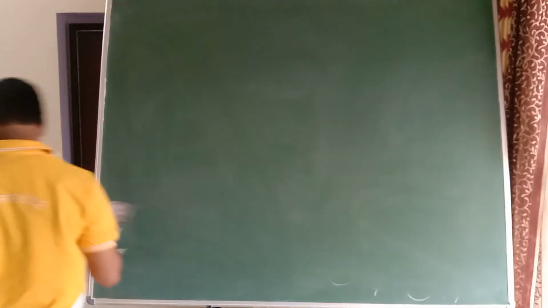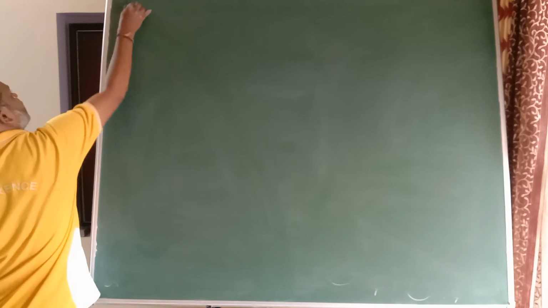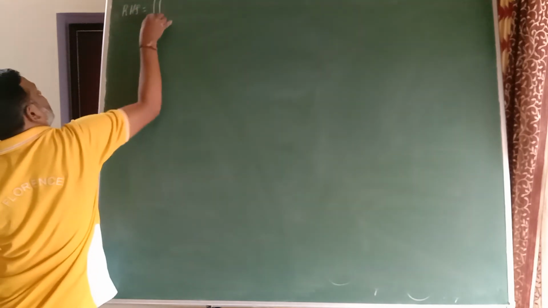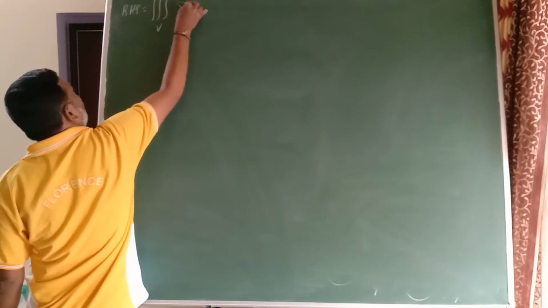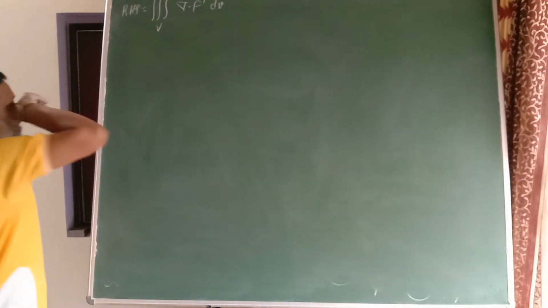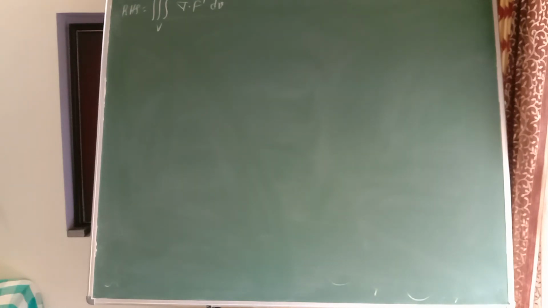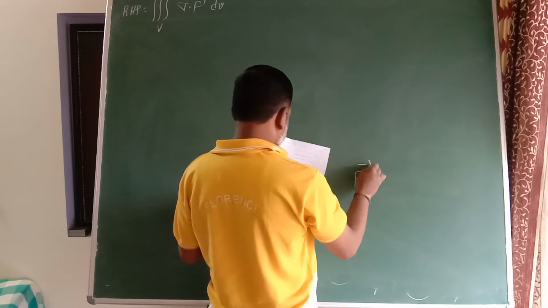Okay, dear friends, now let us understand RHS. What is RHS here? That is equal to the triple integral over V of del dot F into dV. Now let us find out del dot F. As you know, F is already given.